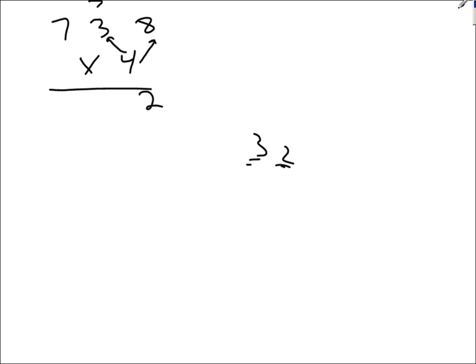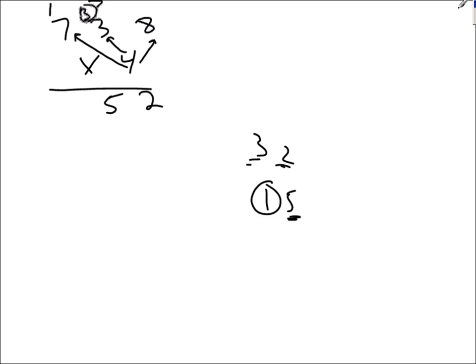Then you do 4 times 3 is 12. And you add the 3 that you carried over. That gives you 15. Bring down the 5, and carry over the 1.